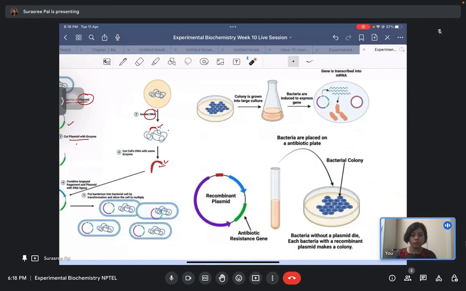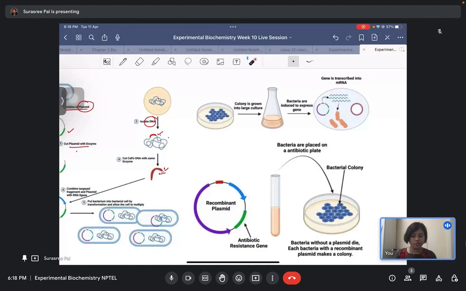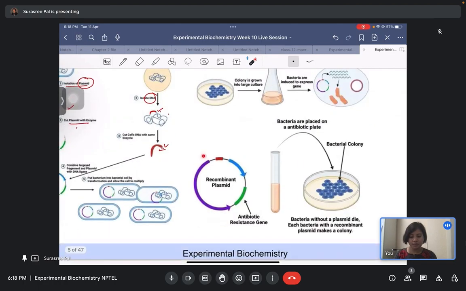Then we will use an inducer molecule to induce our gene of interest, so that from the plasmid DNA, the mRNA of my gene of interest will be produced, and also the protein will be produced. Right. So this is the recombinant plasmid. I am going to discuss the features of the recombinant plasmid. But this plasmid is transformed into this bacterial cell.